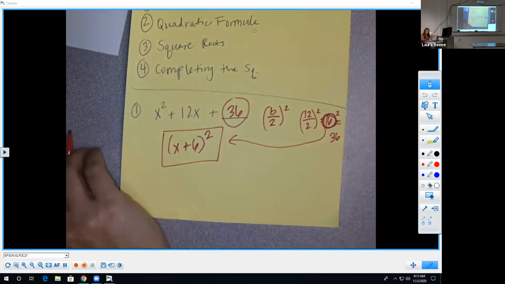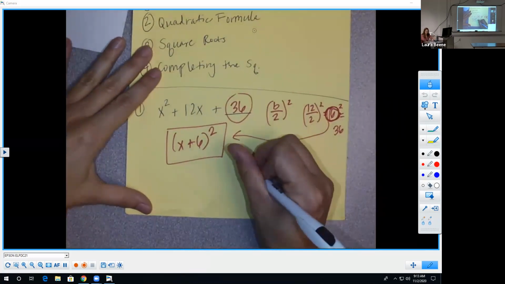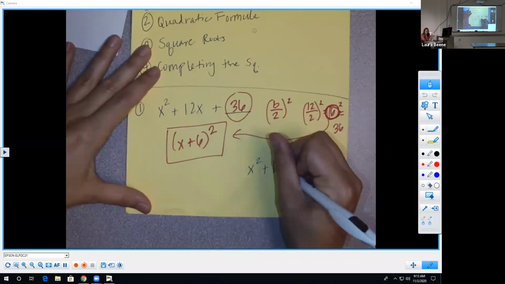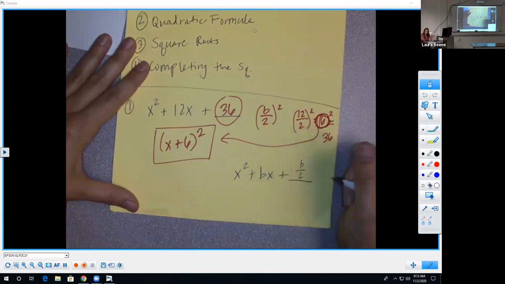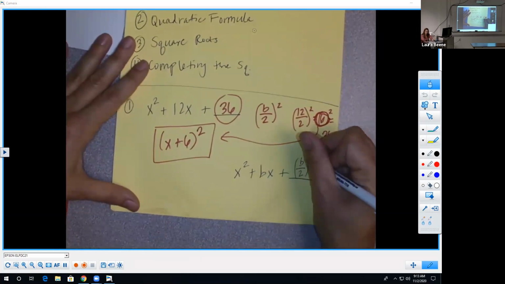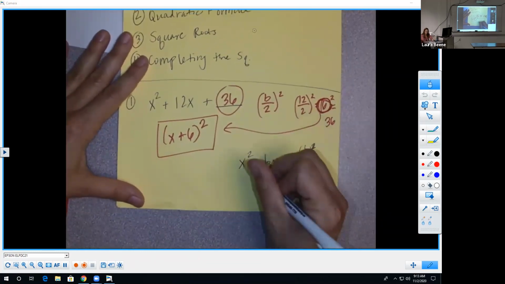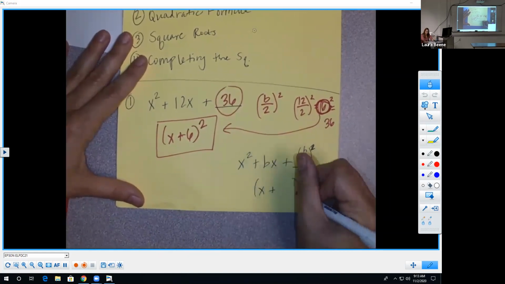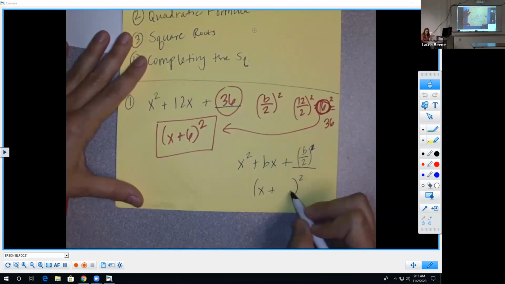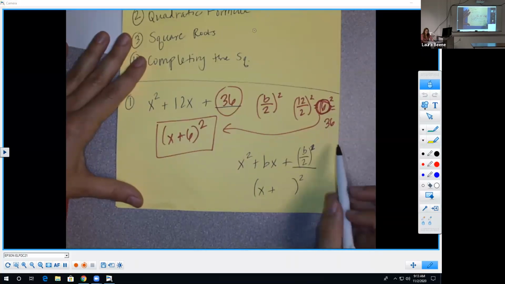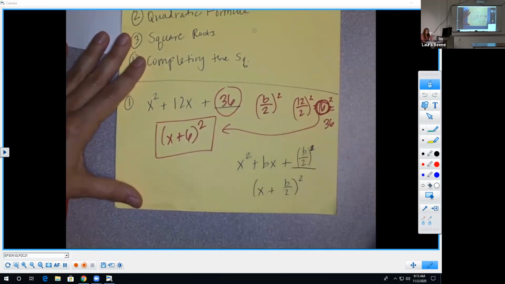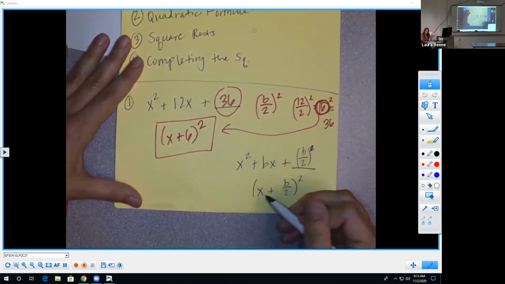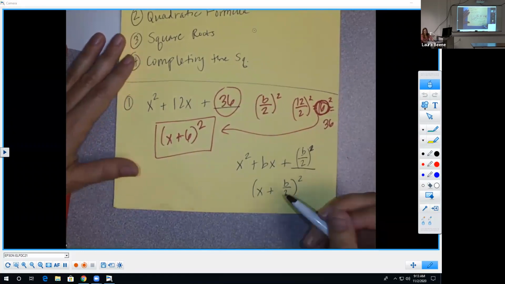So if you wanted to memorize a formula for this, the formula is you're given a problem x squared plus bx plus blank, and this blank is b divided by 2 squared. And then it always factors into x plus, what would this number right here be? The b divided by 2 before you squared it, right? So this is just b divided by 2. And if that's a negative number, it's a minus, right? Or you do plus negative, the same thing.